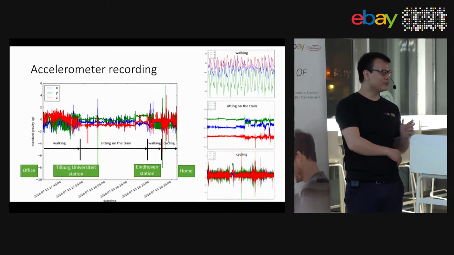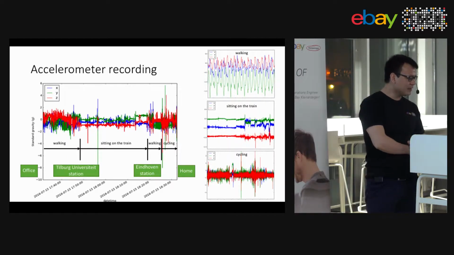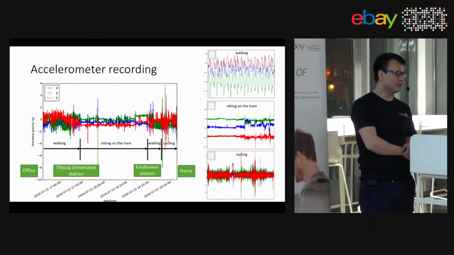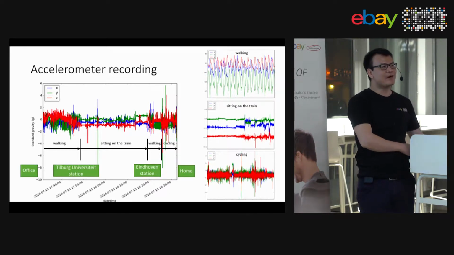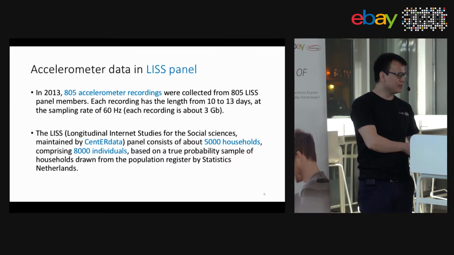This is the zoom-in of those parts. By our eye, we can see that there's a big difference between walking, sitting on the train, and cycling. And by the way, you are free to interrupt me if you have any question during this talk. So by looking at this, as human beings, we have confidence that these different types of activities could be detected automatically using a computer.